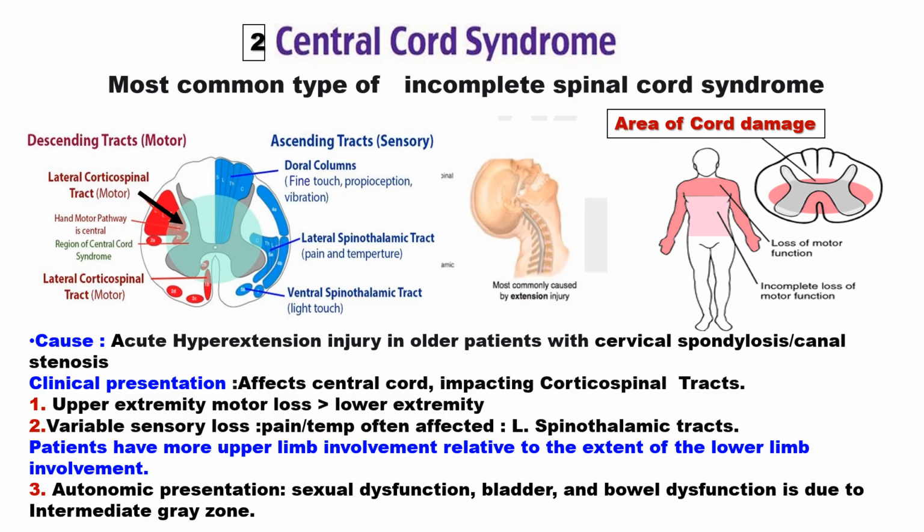Variable sensory loss is pain and temperature often affected, that is lateral spinothalamic tract. Patients have more upper limb involvement relative to the extent of lower limb involvement. Autonomic presentation is mainly due to the intermediate gray column. It can involve sexual dysfunction, bladder and bowel dysfunction, mainly due to the intermediate gray zone.